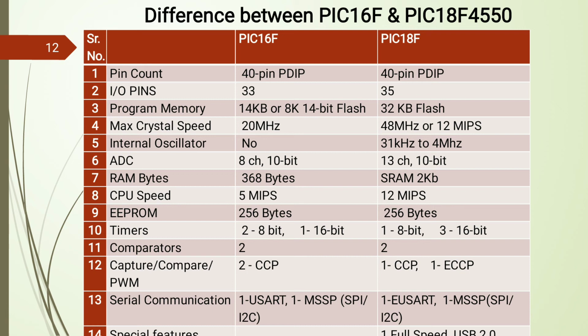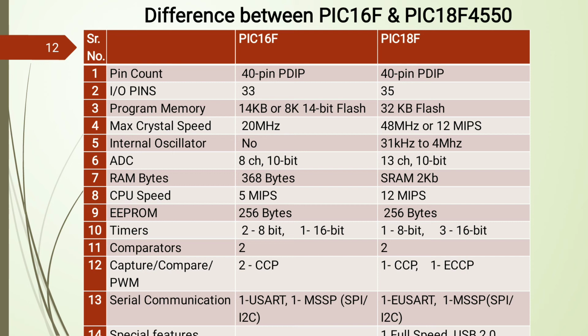After that, the RAM size for PIC 16F is 368 bytes only. Here the RAM size for PIC 18F is up to 2 kilobytes, and that is static RAM, SRAM, used in PIC 18F. After that, the EEPROM data memory used for PIC 16F has a capacity of 256 bytes, and in case of PIC 18F the same range of EEPROM is available, that is 256 bytes.